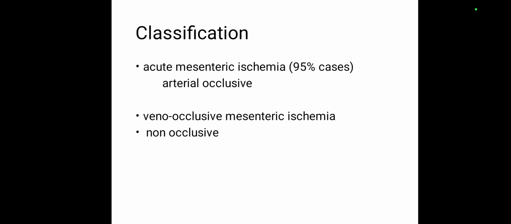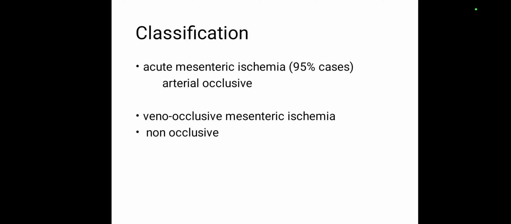So we are going to learn about acute mesenteric ischemia. So classification, it can be classified based on the cause and based on which segment of bowel is involved. Based on the cause, it can be occlusive type and non-occlusive type. Occlusive type itself, it can be arterial and venous.